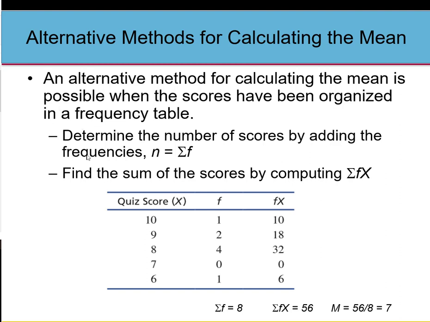Alright, so I've already shown you this in a previous slide, but briefly, it's just to recap. These are the frequencies of the scores. So if I multiply 10 times 1, I get the f of x, the frequency times the score, which is 10, 9 times 2 is 18, 8 times 4 is 32, 7 times 0 is 0, 6 times 1 is 6. I get the sum of the frequency times the score, which is 56. I take the frequency total, and that is my sample size, so I say 56 divided by 8, and that is my average.